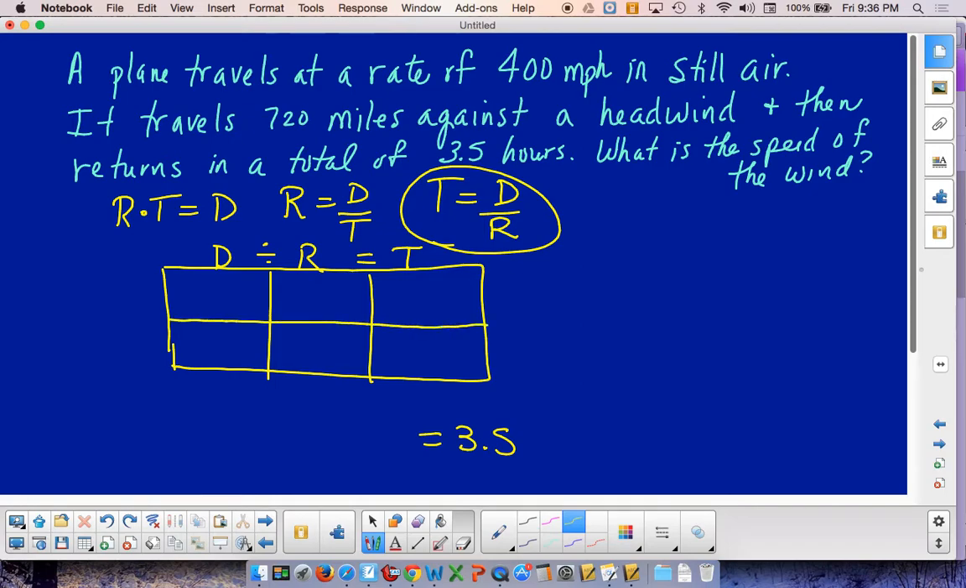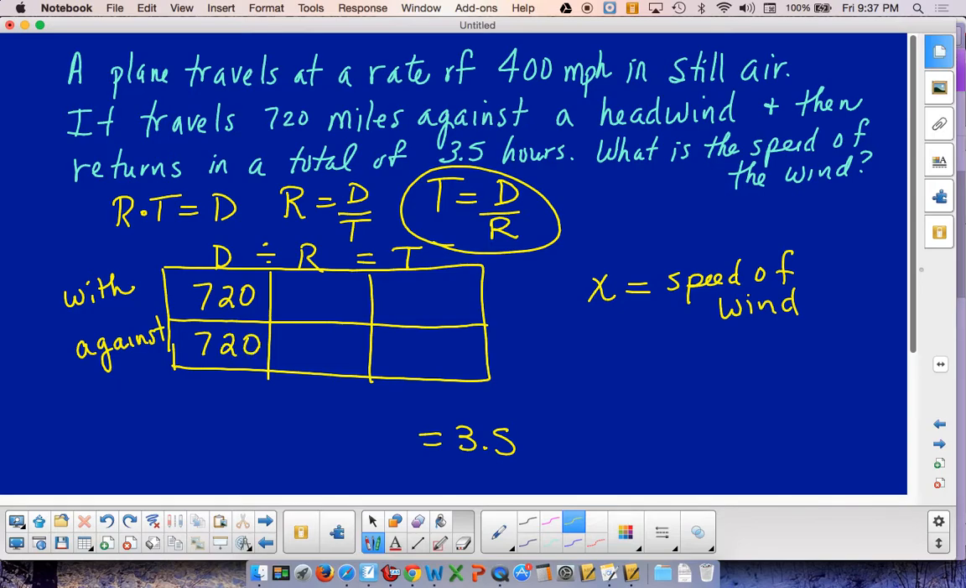And of course, I've got two things happening here. I'm going with the wind, and I'm going against the wind. So start filling in what you know. And actually, before you do that, figure out what is x. What is your unknown here that you're searching for? What's the question? The question is, what's the speed of the wind? So that must be what x is going to be. So distances. Does it go the same or different distances as it travels? Well, it goes out 720 miles, comes back 720 miles.